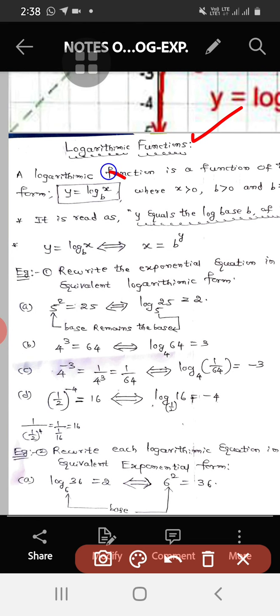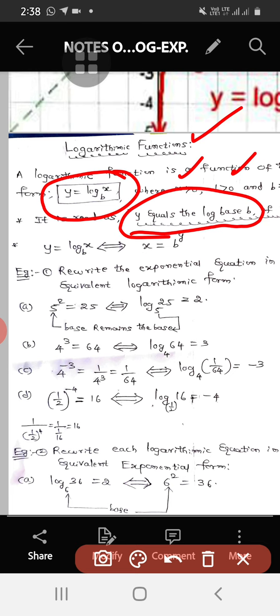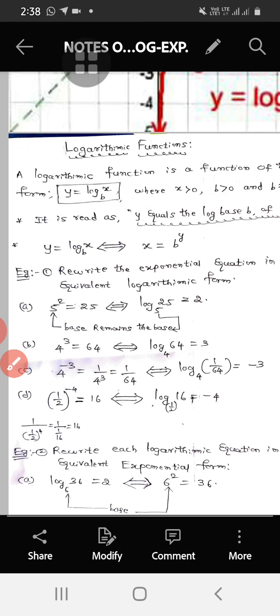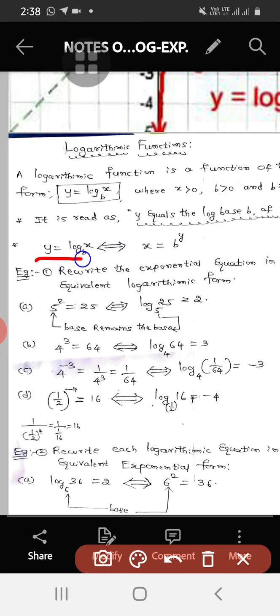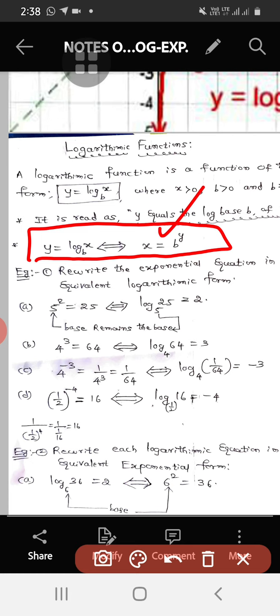So logarithmic function means what? A logarithmic function is a function of the form y is equal to log x base b, where x is greater than 0 and b is greater than 0, and it is read as log base b. You can note down the symbol here. y is equal to log x base b is as good as x is equal to b to the power of y.